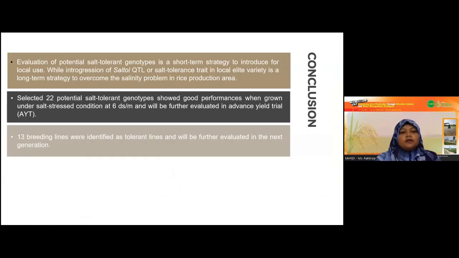Okay, for the conclusion, evaluation of potential salt-tolerant genotypes is a short-term strategy to introduce for local use. Okay, while the integration of Saltol QTL or salt-tolerant trait from the mutant line earlier in local variety is a long-term strategy to overcome the salinity problem in rice production area in Malaysia. So the selected 32 potential salt-tolerant genotypes that we found, including the local genotypes and also from IRRI, show a good performance when grown under salt stress condition at 6 decisiemens per meter, and will be further evaluated in advanced yield trial. So the last part for long-term strategy, 13 breeding lines were identified as tolerant lines and will be further evaluated in the next generation.